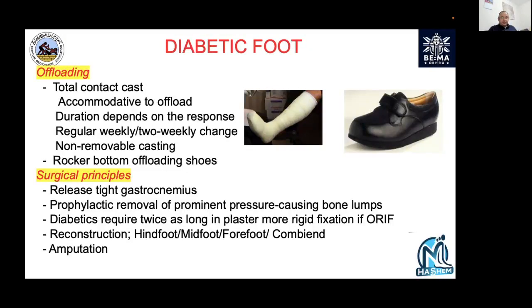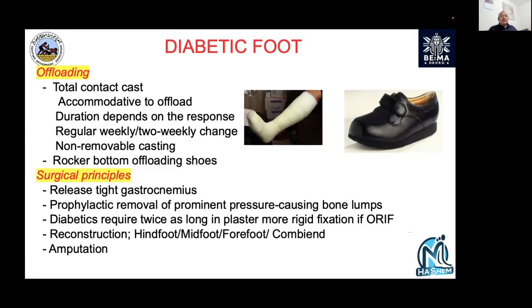What are the surgical principles if I'm treating a diabetic foot? To start with any diabetic foot, you have to release the tendo Achilles. Tendo Achilles is definitely tight, and you don't want this patient overloading the forefoot and causing pressure points there. Any pressure point has to be removed, so you have to shave any bony prominence. You have to keep this foot absolutely plantigrade, with no pressure points.